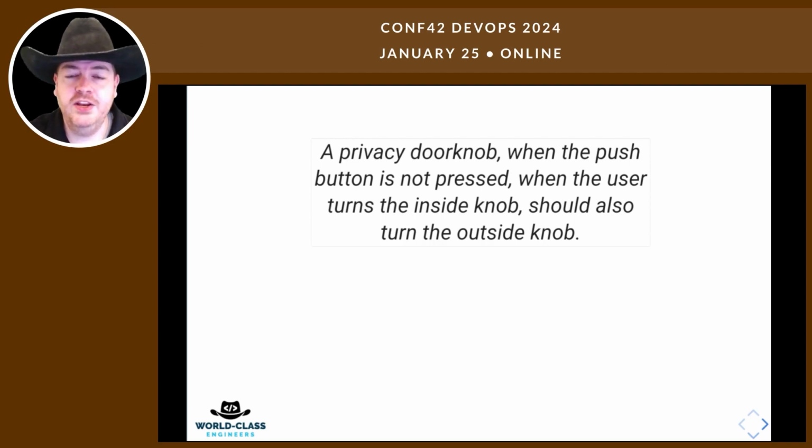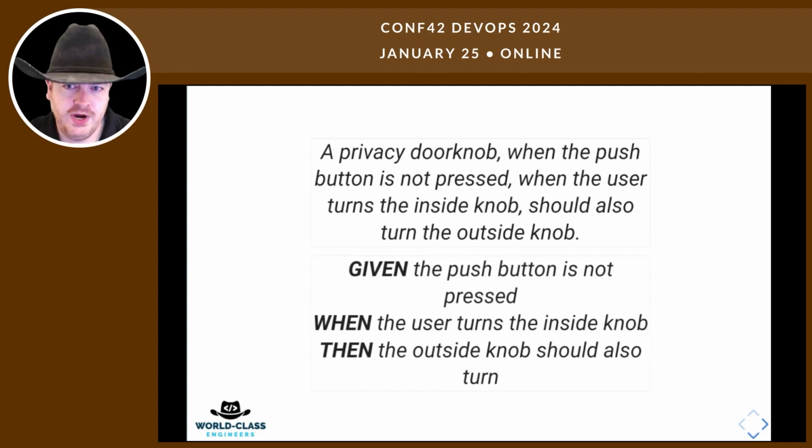So our first sentence that we can use to describe the behavior is: a privacy doorknob, when the push button is not pressed and the user turns the inside knob, should also turn the outside knob. Okay. Some of you may have seen sentences like this before using Gherkin or Cucumber syntax, and they will use given, when, then statements to be able to describe this. You are more than welcome to use that style. I think it does help you to think through the parts of that structured sentence, but I'm just going to use a more natural language sentence for my examples here.